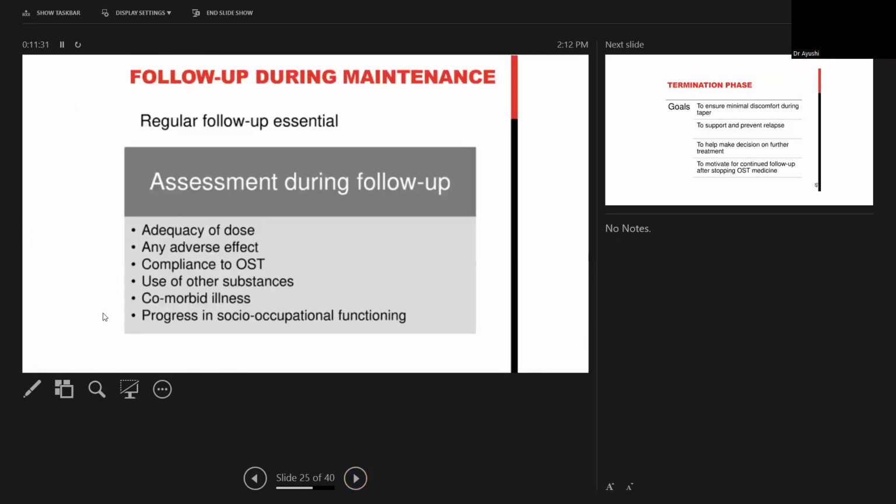Now, follow-up during maintenance. Regular follow-up is essential, and we do assessment during follow-up of adequacy of dose, any adverse effect, compliance to OST, use of other substances, comorbid illness, and progress in socio-occupational function.